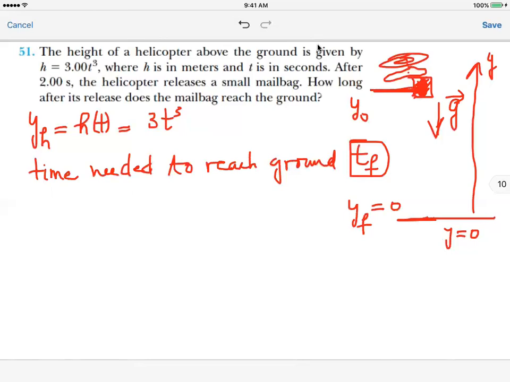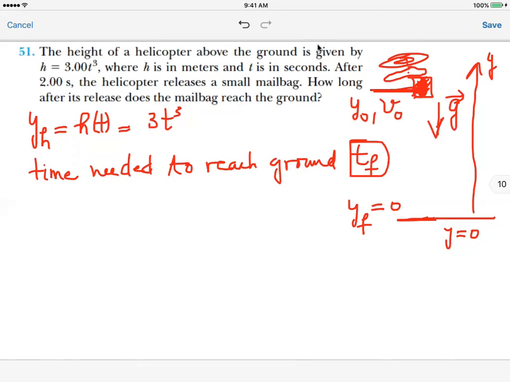Now let's recapitulate a little bit. What do we know about this mail bag, and what do we miss? At this point, we know that it was thrown at a given point y0 with respect to the origin, and that it had some velocity when it was released, for the simple reason that the helicopter itself is moving, so the object was moving with it, and at the time of release it had the same velocity as the helicopter. So the mail bag has y0 and it has v0.